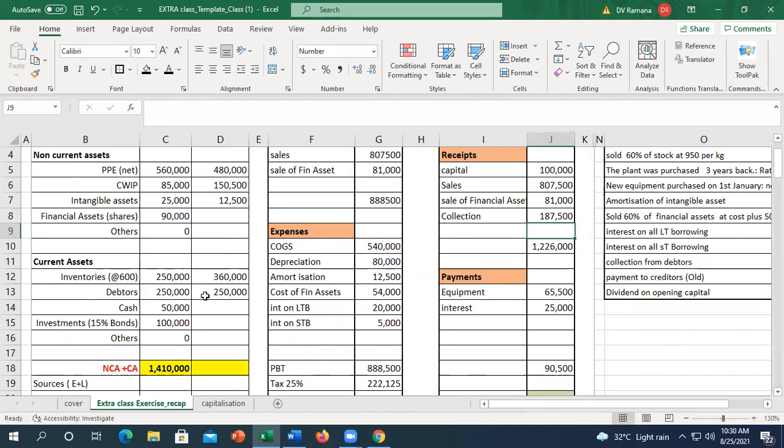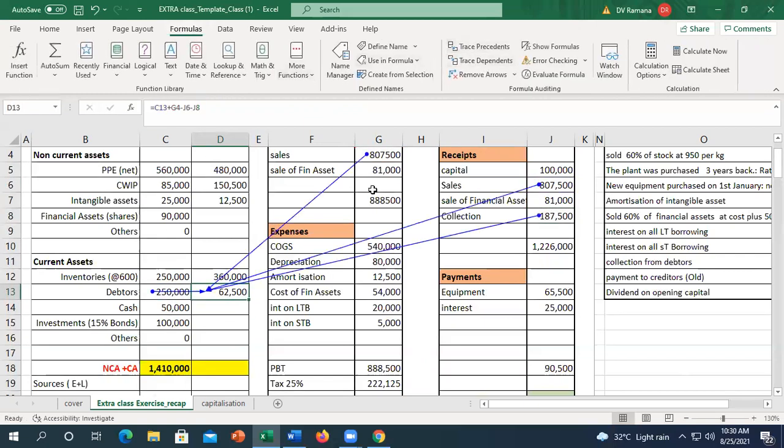So what will happen to the debtors? The debtors will reduce to the extent of the amount collected. Can you see the debtor once again? Why did the debtor change? Opening debtors plus sales minus collection minus the cash sales. Suppose the entire sales had been on credit, then you would see the amount of the debtors sitting here. But in this example, we assume that the entire sales is for cash.